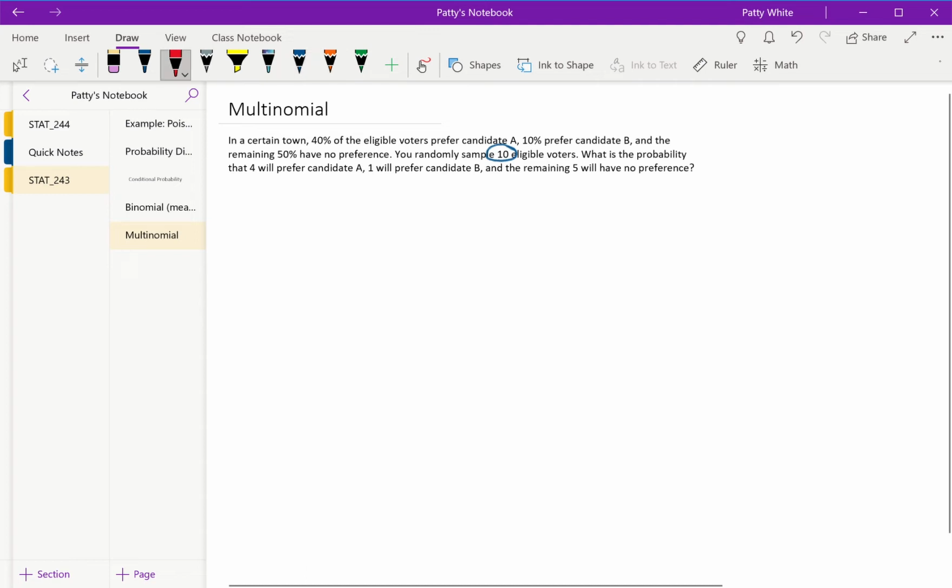So let's go ahead and try to group some of this information. This 40% goes for candidate A, and I want 4 people who prefer candidate A. This 10% goes for candidate B, and I want 1 person who prefers candidate B. And then the 50% that you see here goes for no preference, and I want 5 people with no preference.